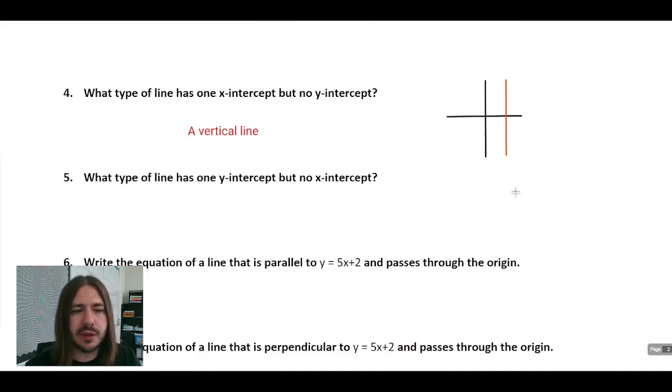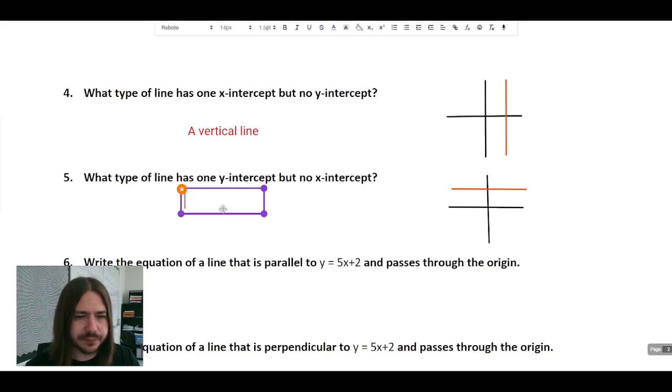The next question is very similar here. What type of line has one y-intercept but no x-intercept? So same kind of idea here where we have a line, it's got a y-intercept, but it cannot ever touch the x-axis. The only way for that to happen is if it's parallel to the x-axis, or horizontal. So we'll just say a horizontal line.